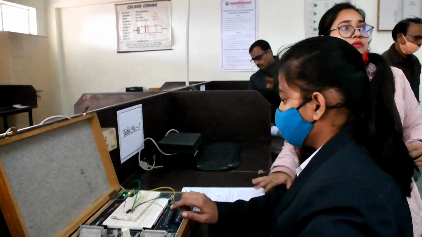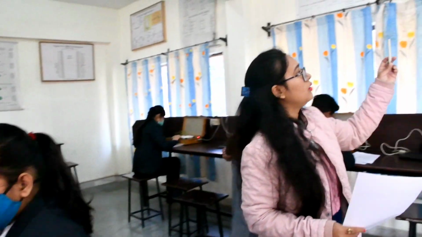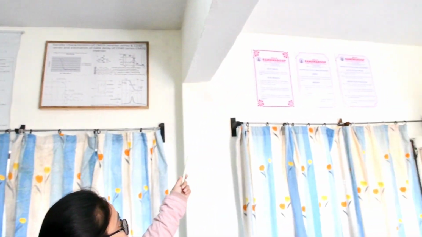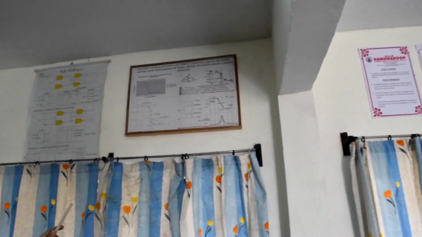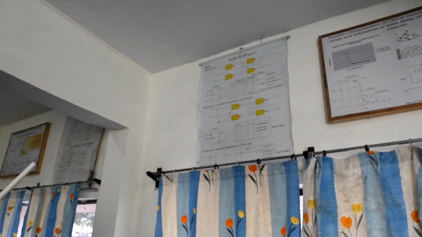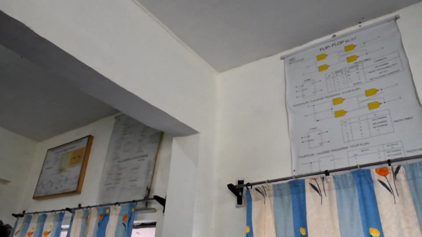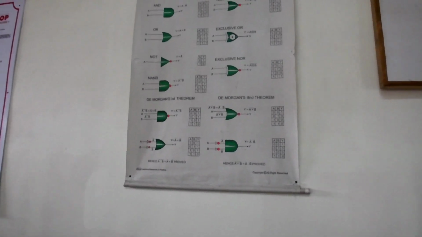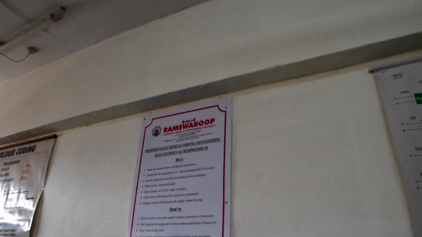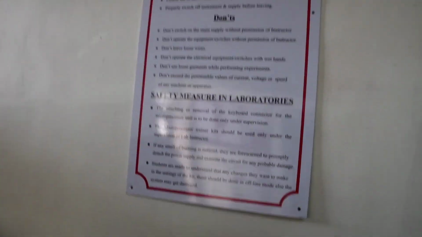4 demux is performing. You can see vision and mission of Ramswarup College and also departmental, and this is various chart, and you can see flip-flops, SR flip-flop, mux and demux chart, decoder and encoders, and this is TTL inverter circuit. So here this is a logic gates chart in which all the logic gates and truth table you can see. Okay, this is do's and don'ts instruction chart.